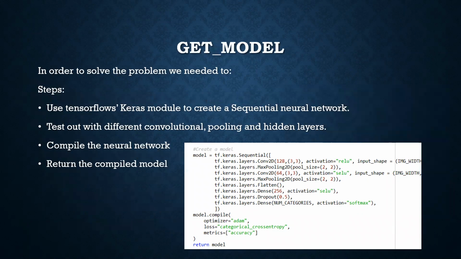And the get model function: to solve this, we need to create a neural network using TensorFlow's Keras module. We need to test out different convolutional, pooling, and hidden layers, and we need to compile the neural network, finally returning the compiled model. In the image here, you can see my final result, in which I have two convolutional layers, two max pooling layers, the flattening hidden layer, and the final output layer.